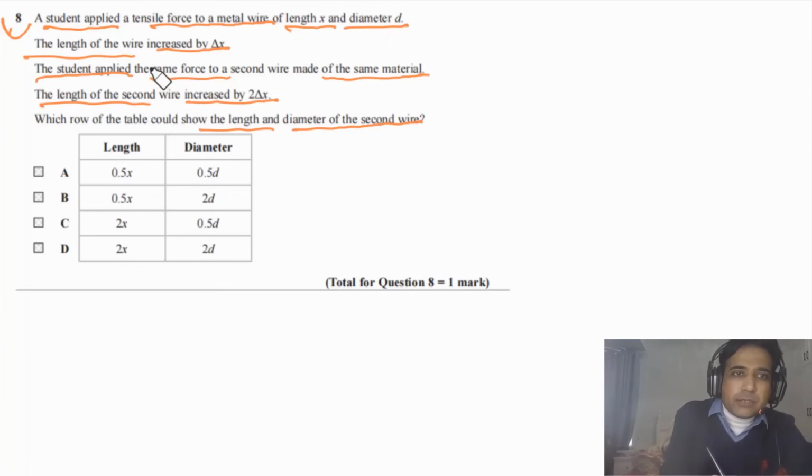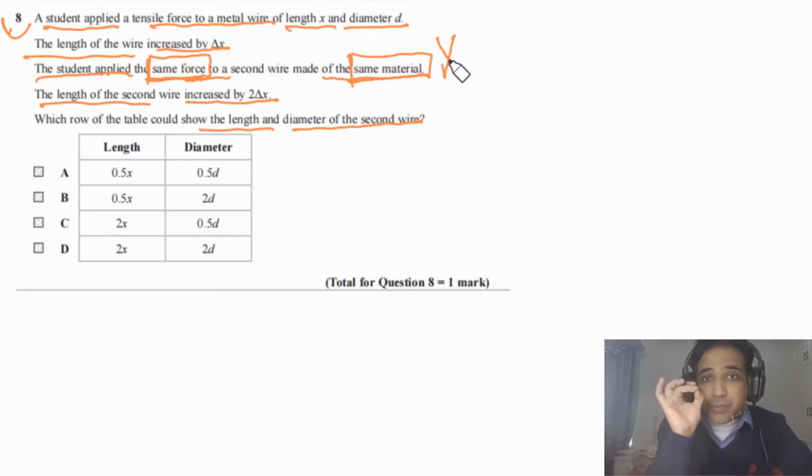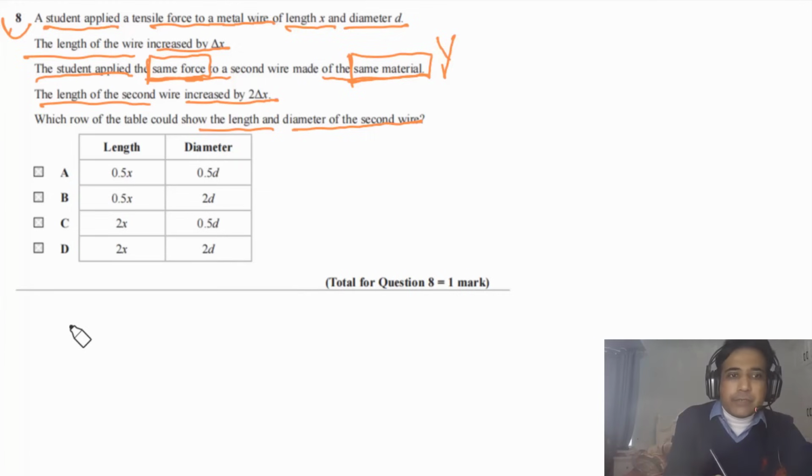For this question, it is given to us the same force is applied. So the force is the same for two wires and same material. It means Young's modulus is the same, but spring constant is not the same. K is different, but Young's modulus is the same because Young's modulus does not depend on dimensions of the specimen. So we can start with Young's modulus.